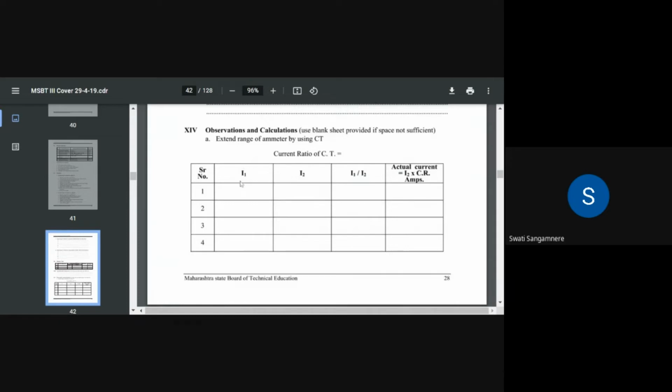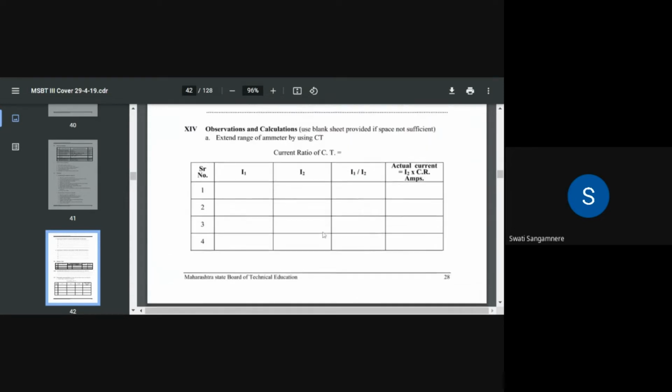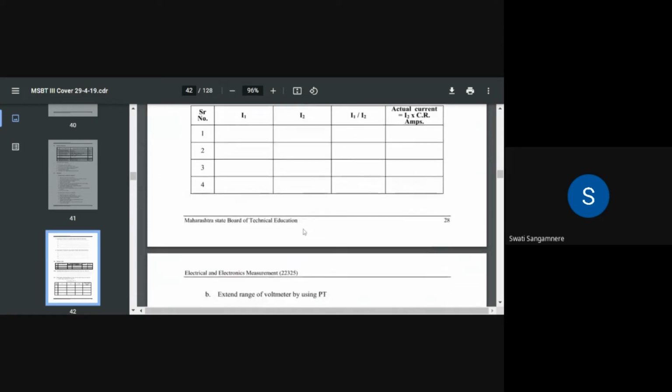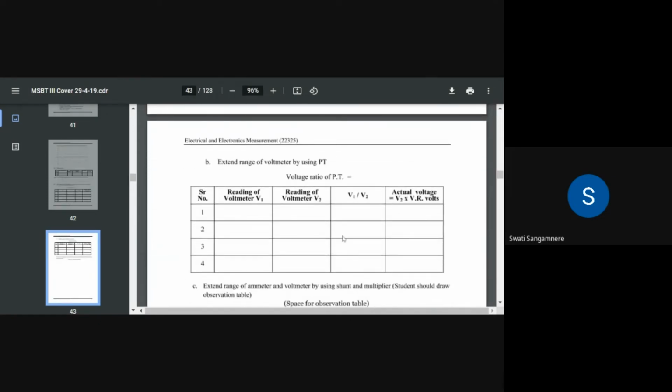I1 means high range ammeter, I2 means low range ammeter. This is the observation table for extend range of ammeter by using CT. Then this is the observation table for extend range of voltmeter by using PT.